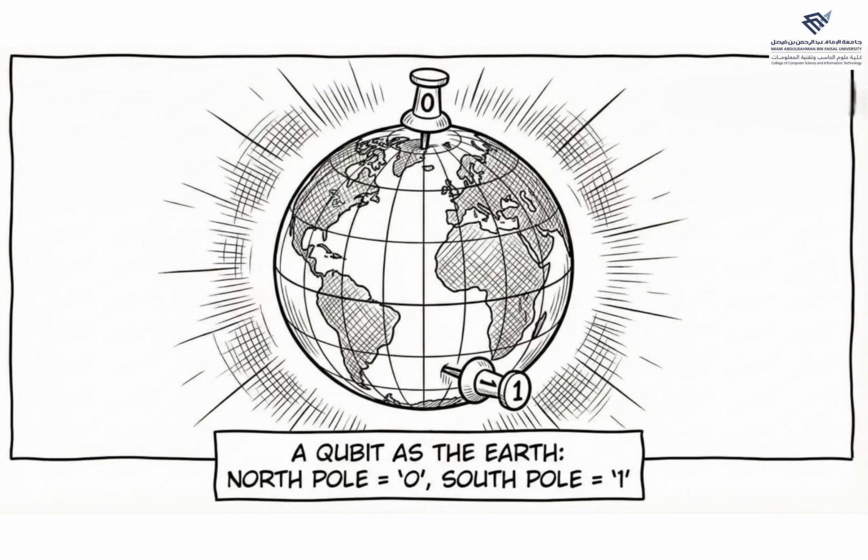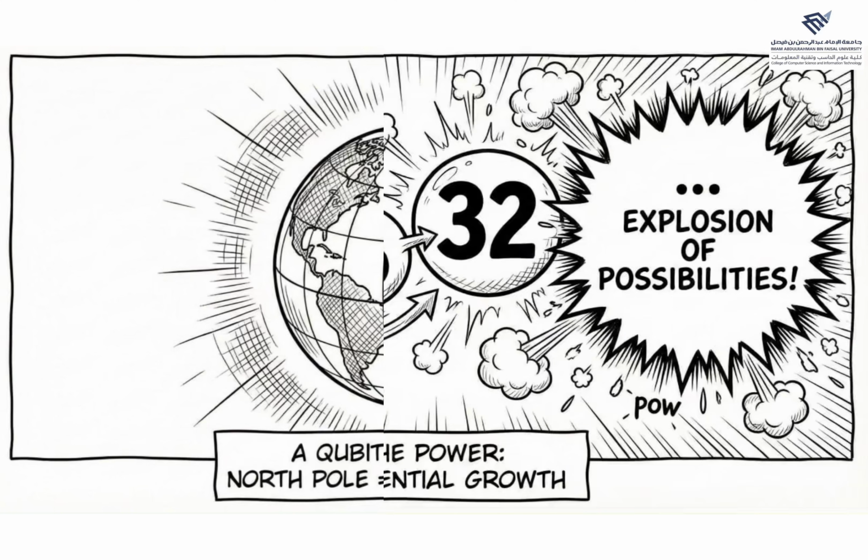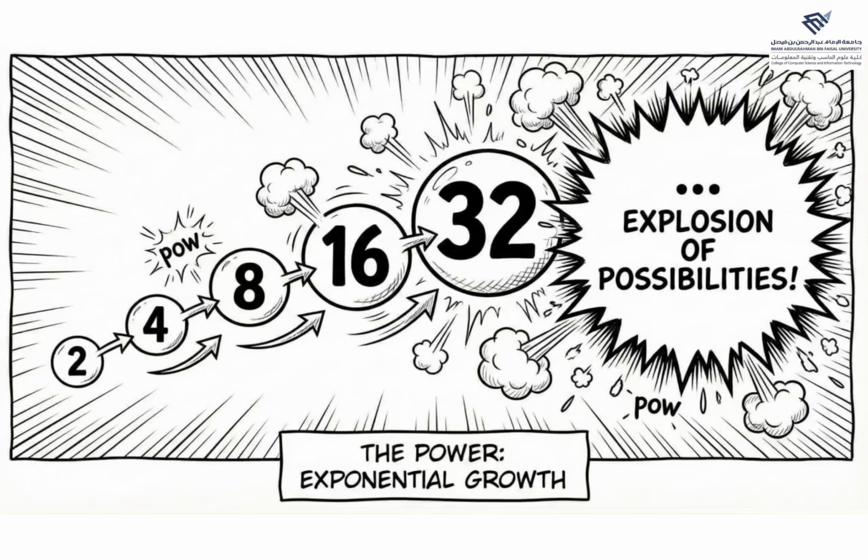But a qubit, thanks to a property called superposition, can be anywhere on the planet. It can be on the equator, in Saudi Arabia, or in Antarctica. It represents a mixture of 0 and 1 simultaneously. It's not just on or off, it's everything in between. Now, here is where the architecture part gets crazy.